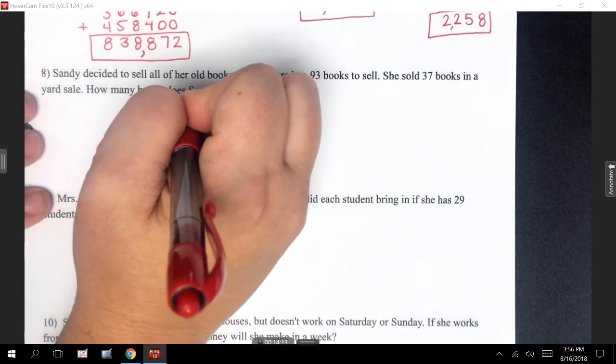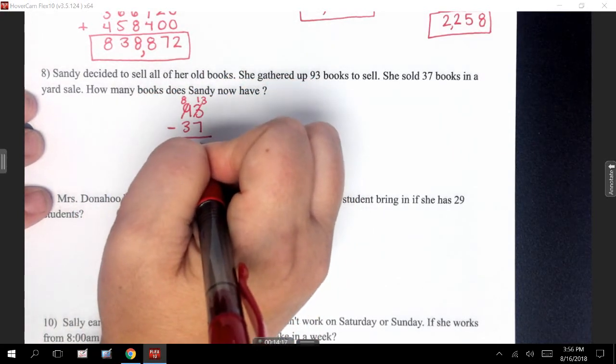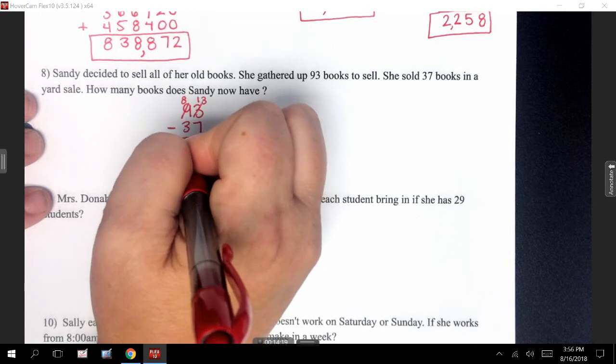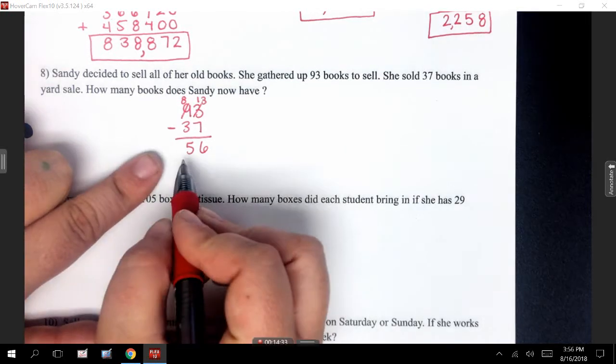Borrowing from the 9 to make that 13 minus 7, which gives me 6. And 8 minus 3 is 5. All right, so that means she has 56 books. I am going to go ahead, spoiler alert here, on the test, it is going to specify in those directions to write a complete sentence for your answer. So let's practice that right now.